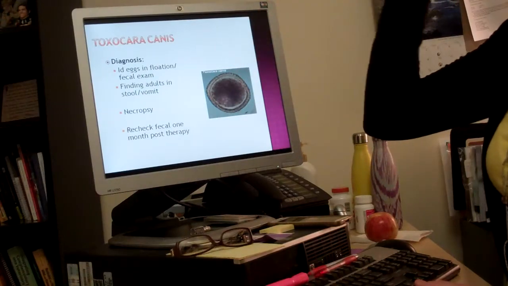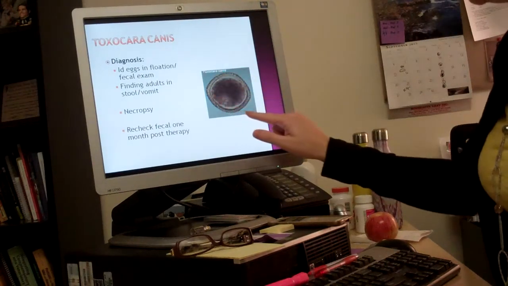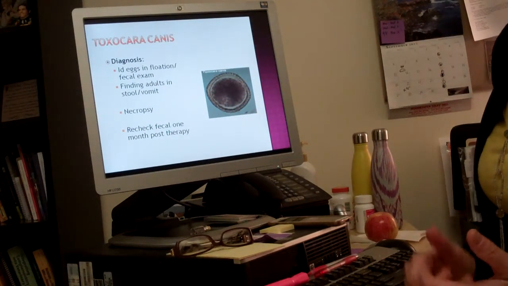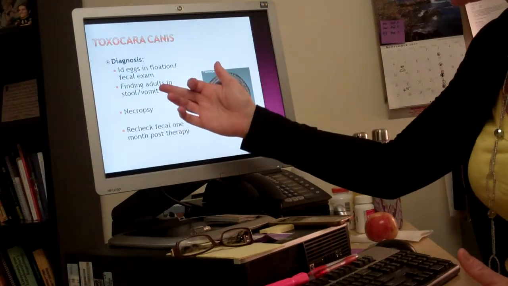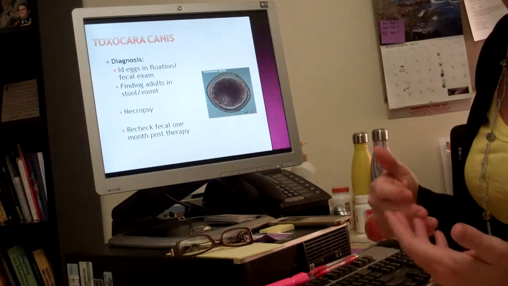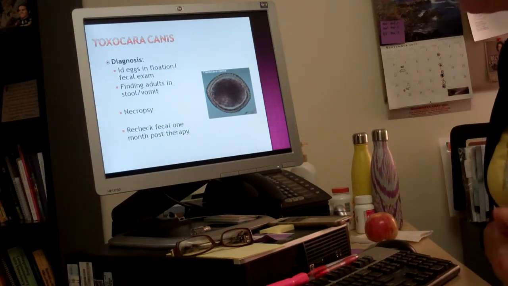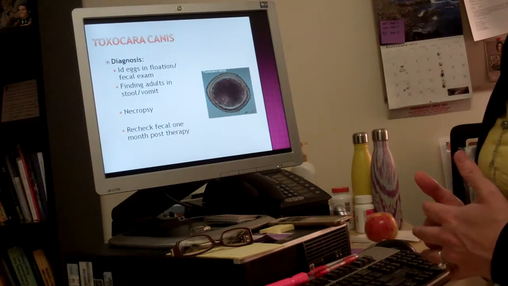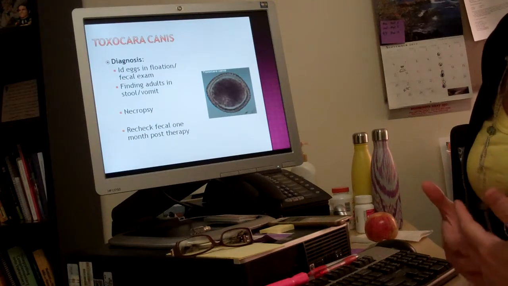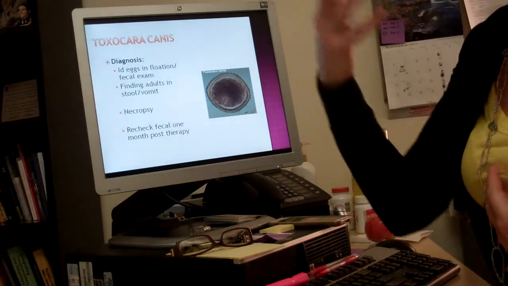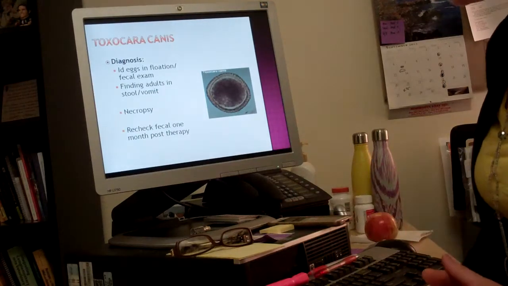Diagnosis again. We're likely to see this egg in our fecal float. Again, the possibility of finding adults is possible, but it's not very common, because remember, these worms don't want to be found. But again, if we've dewormed them, or if the animal has some gastrointestinal upset to cause vomiting and diarrhea, we could see them.